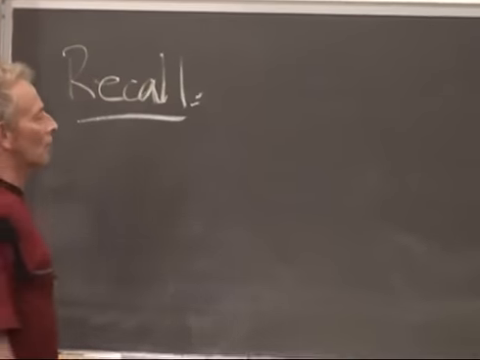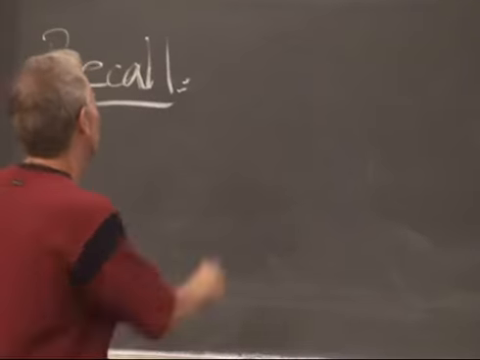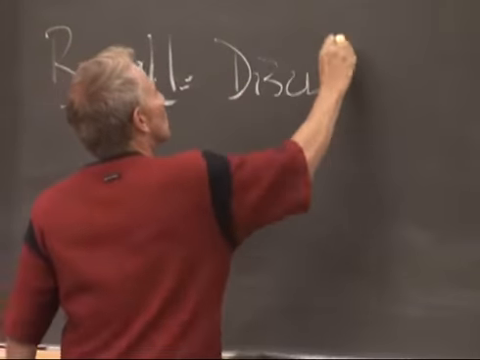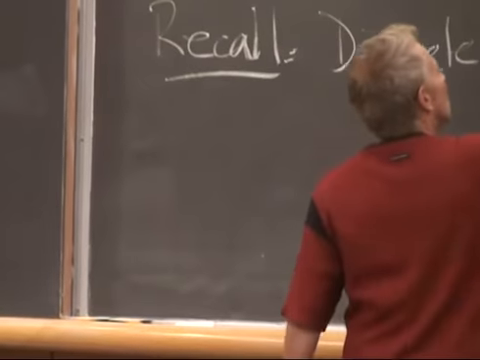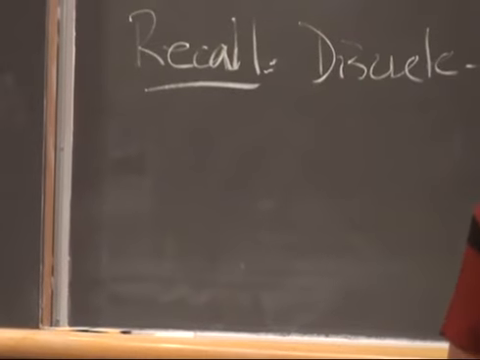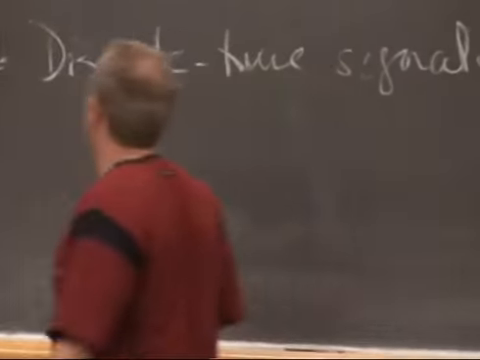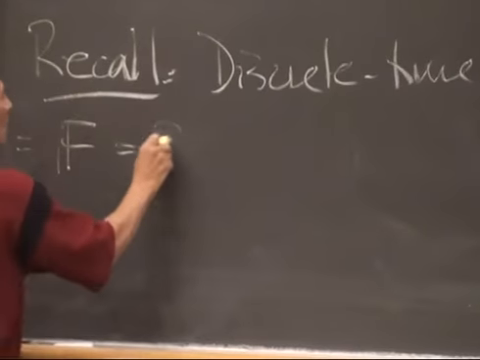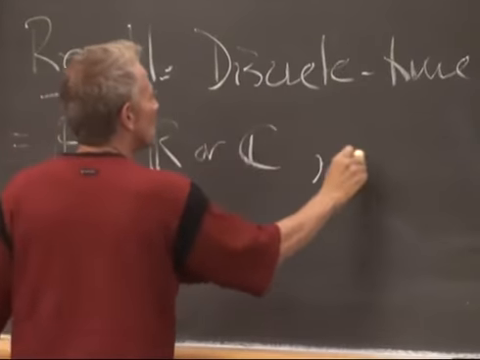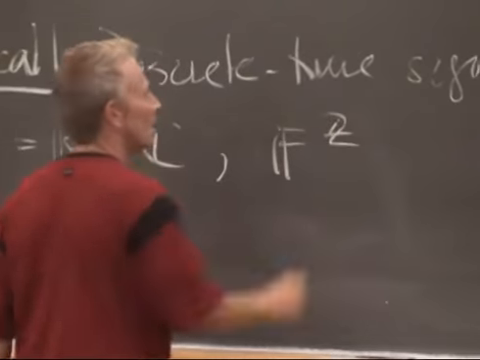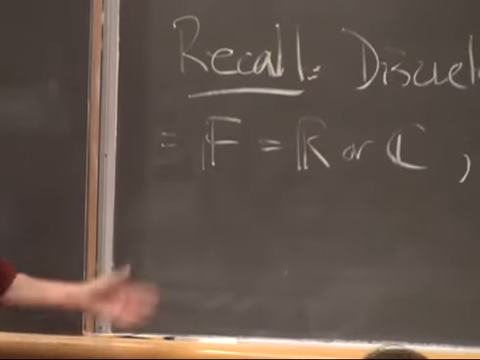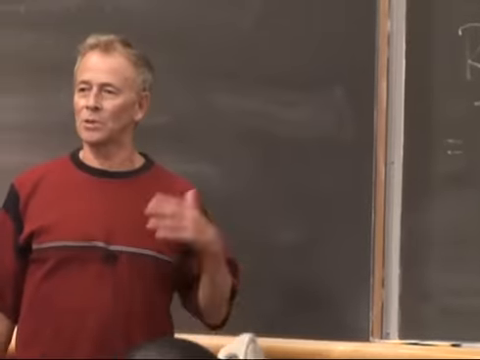But anyway, what have we been talking about? We've been talking about discrete time signals and stuff you can do with them. And just to remind you, we have this notation F, R, or C. F to the Z, that's the set of all discrete time signals. It has a vector space structure. You can take linear combos, and so on.